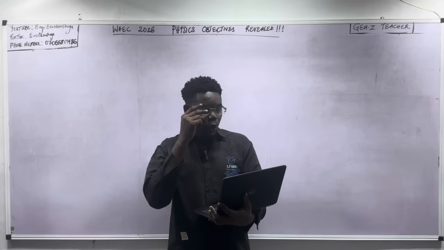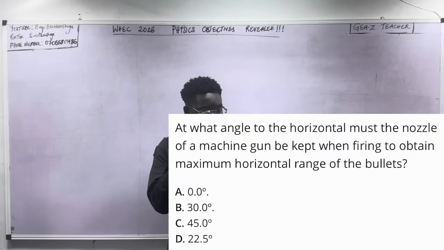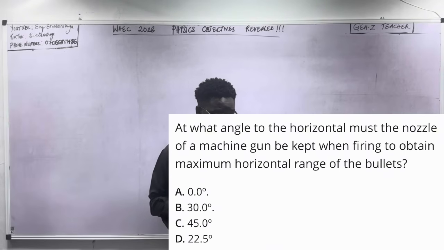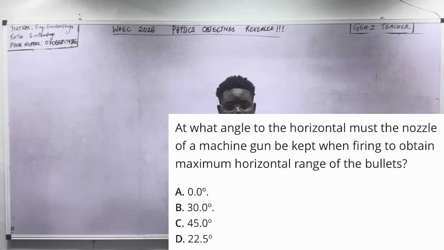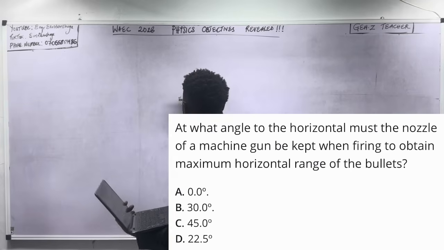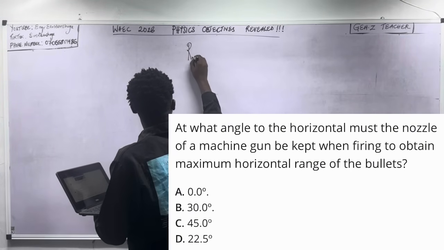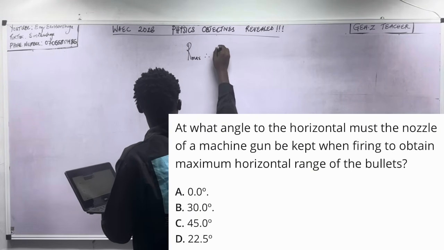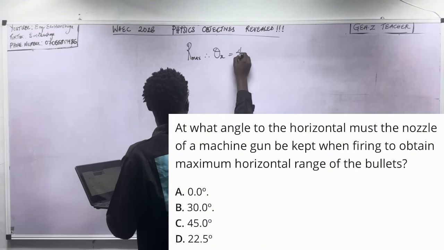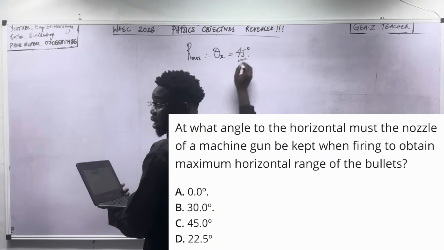Number 6, at what angle to the horizontal must the nozzle of a machine gun be kept when firing to obtain maximum horizontal range of the bullet? Now this is from projectile motion, and for your range to be maximum, don't forget that the angle of projection to the horizontal must be equal to 45 degrees. So that should be the answer.